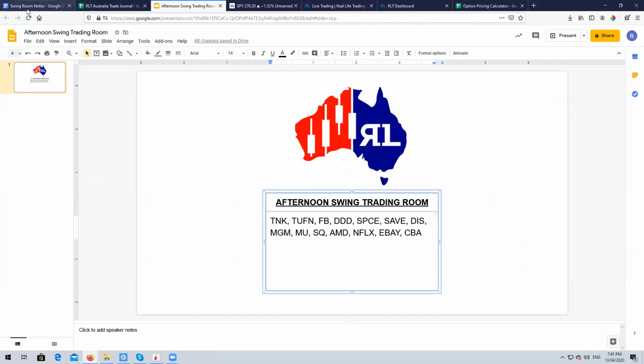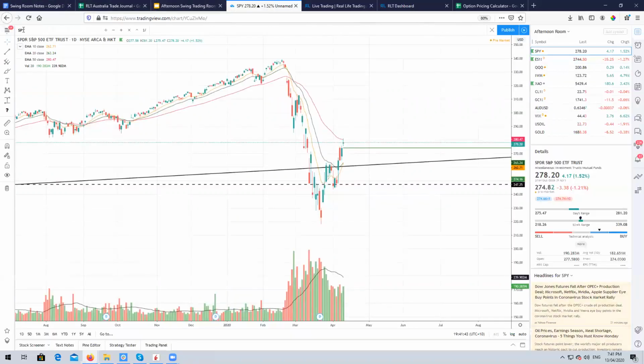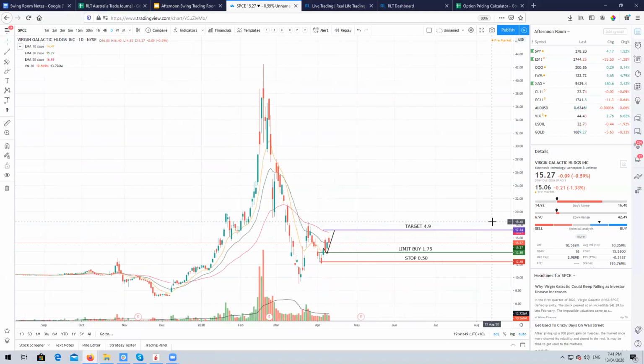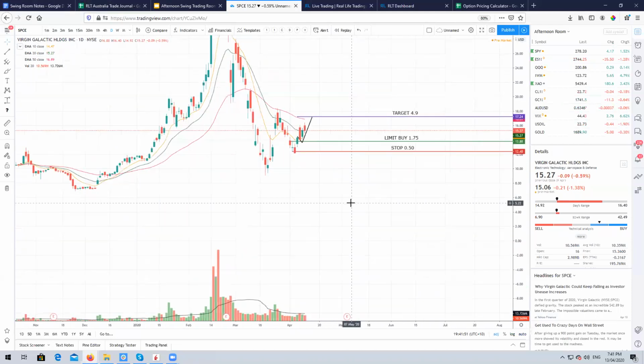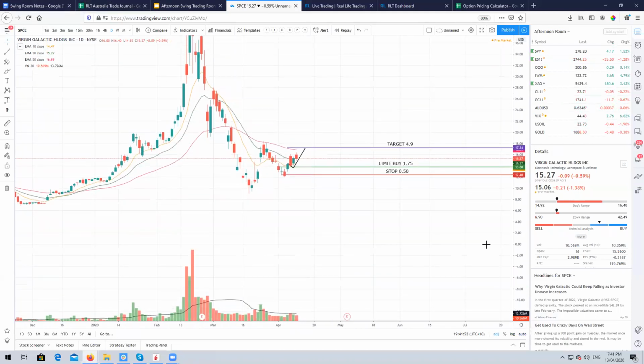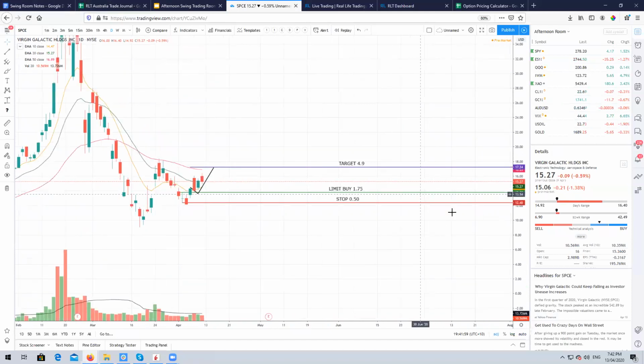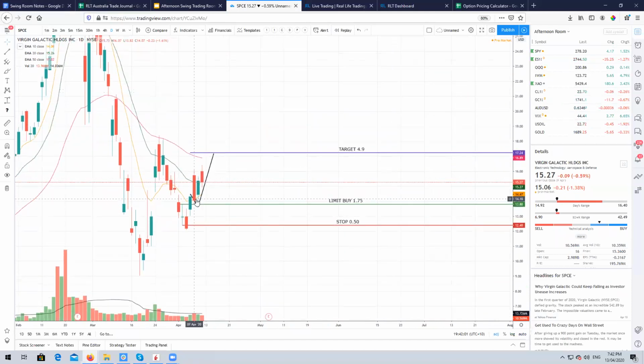So yeah, SPCE, Virgin Galactic. We'll have a look at this one because we are in this particular option. All right. So we did buy 175. It's currently gapping down a little bit to 15.06. Yeah, not overly worried about this one.